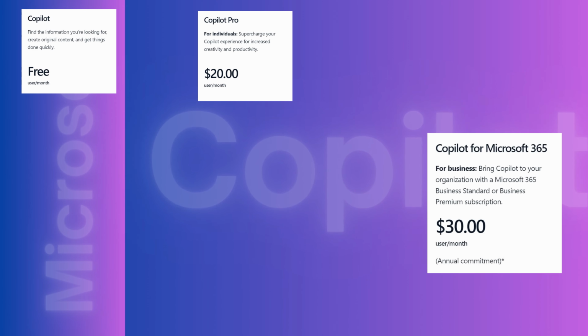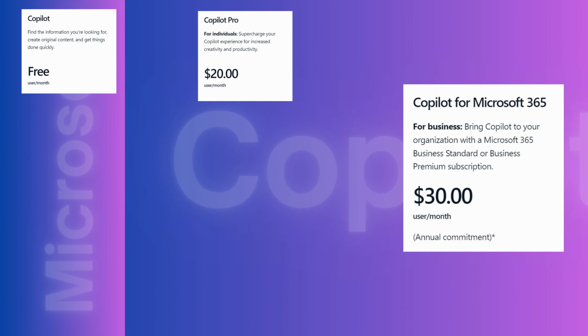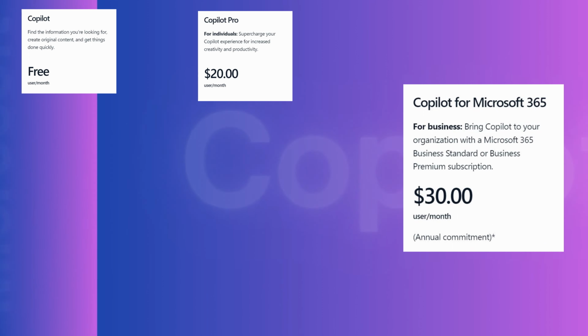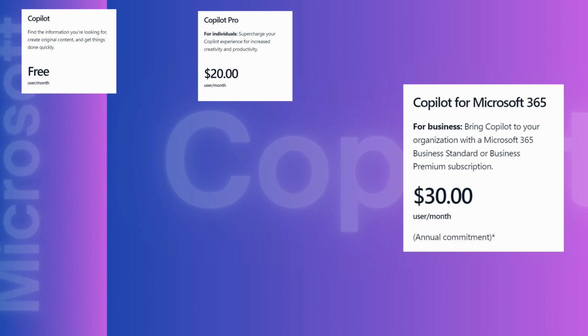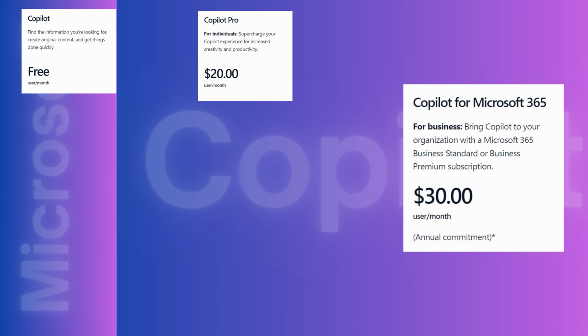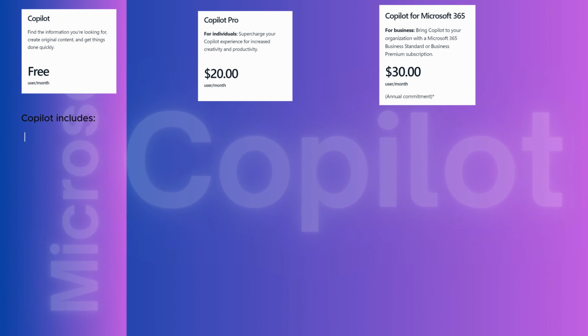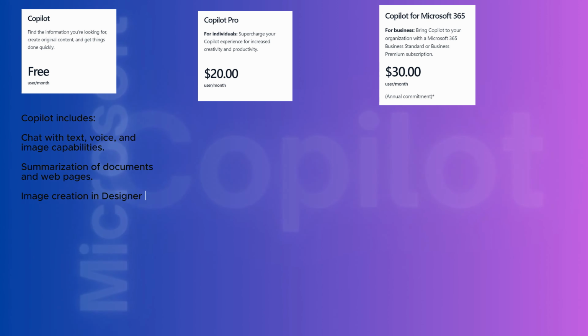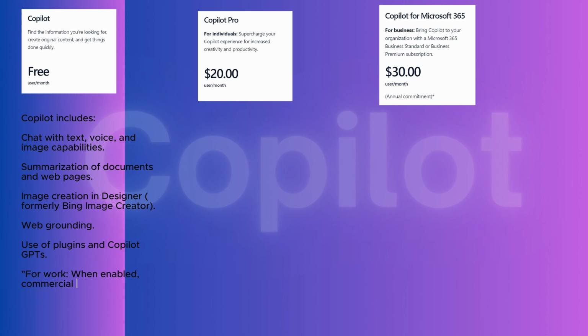The third one is Copilot for Microsoft 365. Monthly cost of this is $30. This one is famous now in business use cases. Paid versions of Copilot add additional functionality and break the limitations of the free versions of Copilot.